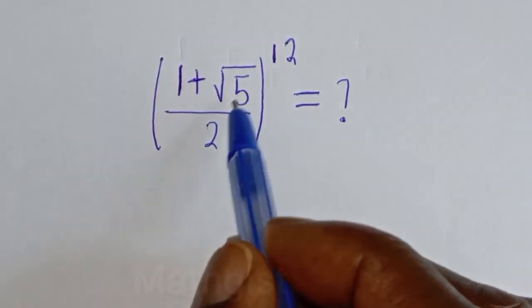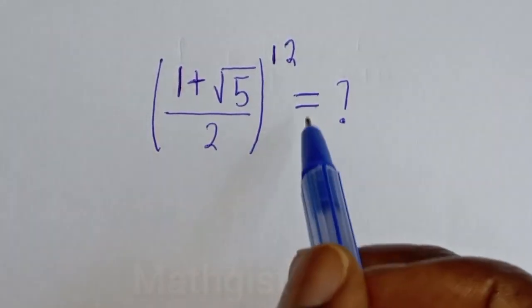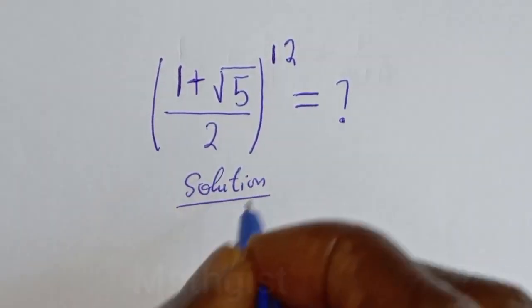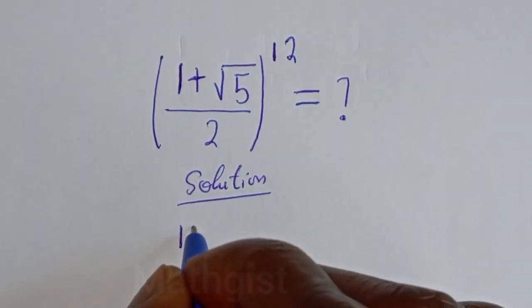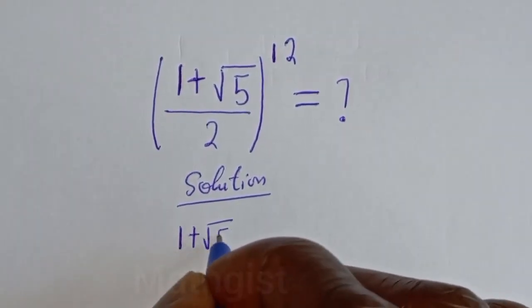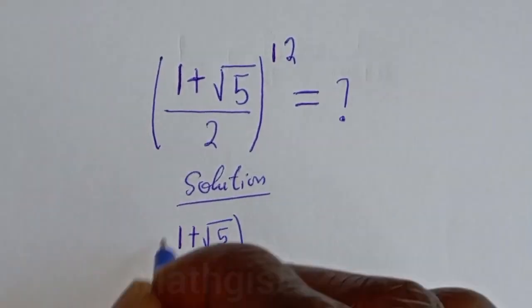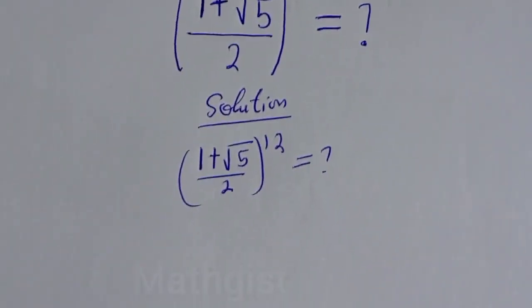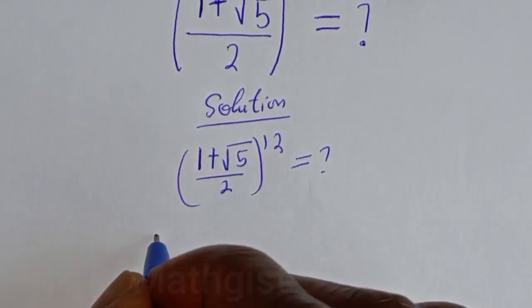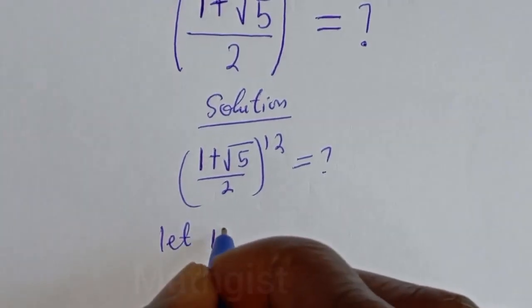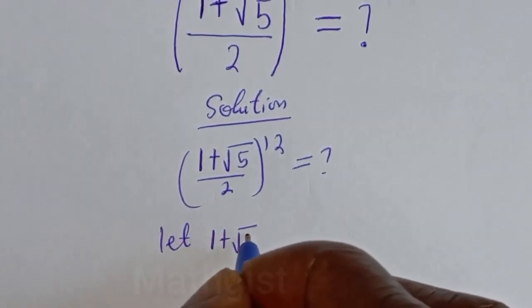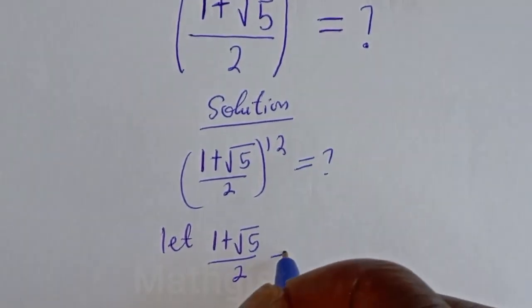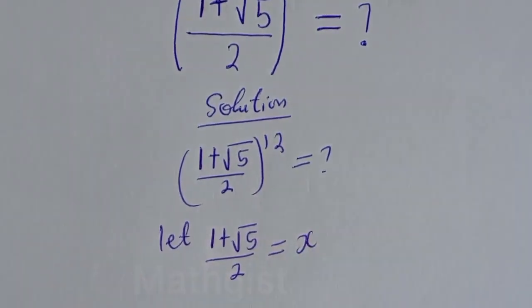(1 + √5)/2 to the power of 12 is equal to what? Solution. (1 + √5)/2 to the power of 12. And from here, let (1 + √5)/2 be equal to x.